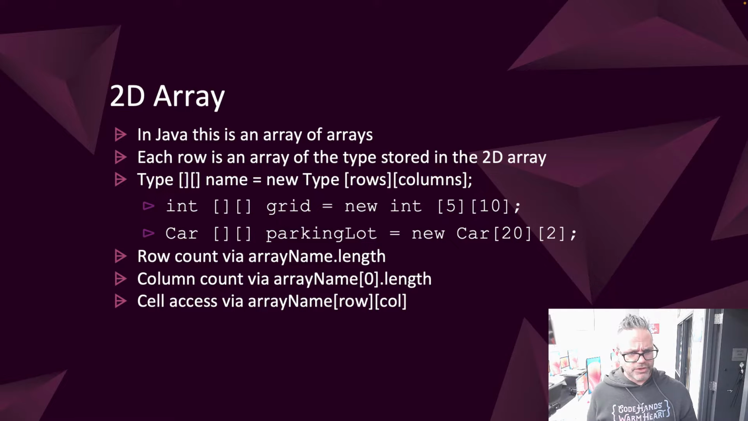I have, again, lots of videos that go in more detail on this. We initialize that with type and then two sets of square brackets, name is a new type, passing it the rows and then the columns. And so int 2D array grid is a new int array of 5 rows and 10 columns. And Car 2D array parkingLot is a new Car 2D array, passing it 20 rows and 2 columns. We can access the row count via arrayName.length. The column count we can access via arrayName sub 0 .length, and we can access an individual cell inside that 2D array via arrayName sub row sub col, just like we did with the array access earlier, to either assign to or retrieve from that 2D array.